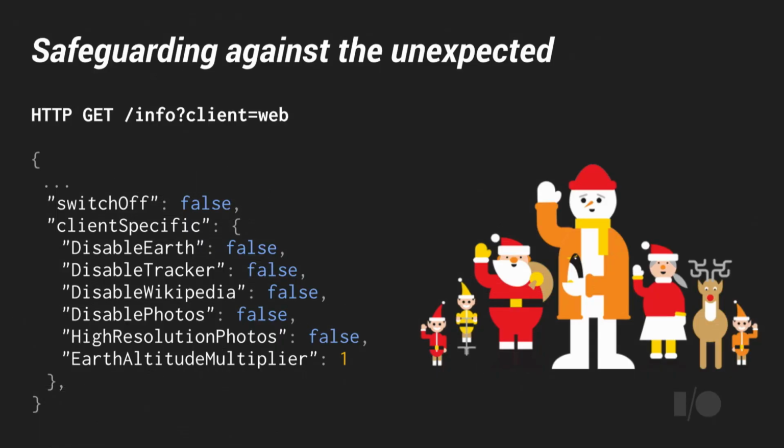We also use this endpoint to safeguard against unexpected events. We haven't actually had to use these flags, but we're able to turn off entire experiences. For example, we could shut down the tracker map on the Android application, or switch off the entire website using these flags. We can also disable particular features, like the tracker or Google Earth, or if there was some problem with our photos, we could just turn off the photos as well. It was really lightweight to add these in our code base, so we just had a whole bunch.